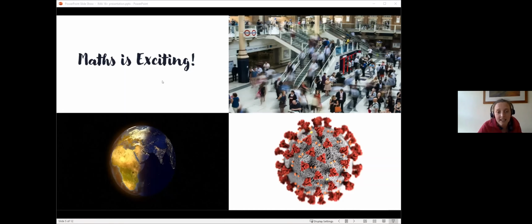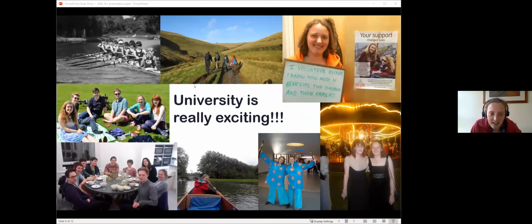with those wonderful patterns, or commuters not bashing into each other on the tube. So all of these sorts of ideas on this slide really excite mathematicians and hopefully excite you too. So university is also really exciting.